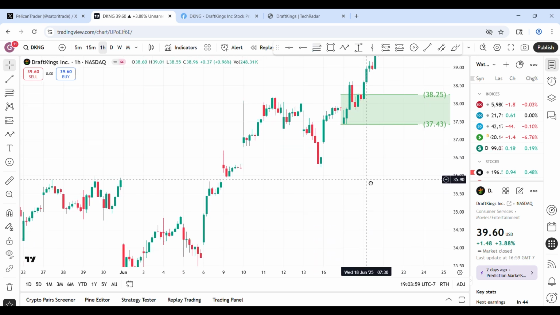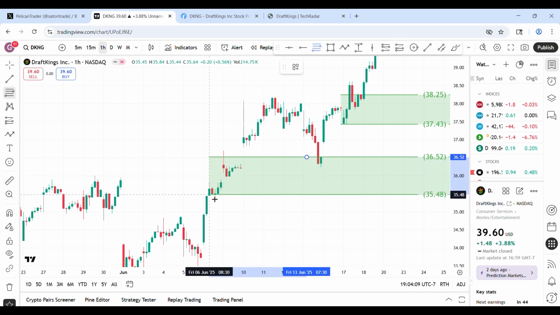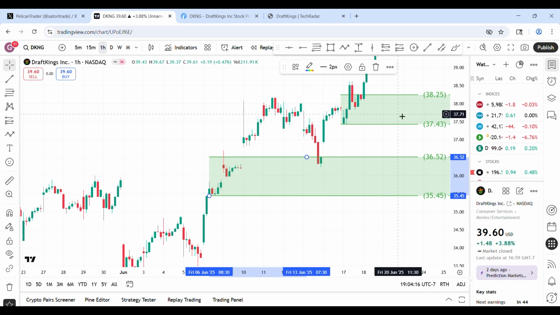And there's a support level below that right here in the 36.52 to 35.45 price range. So a little less than a point range of the first support level and a little more than a point range in the second support level.